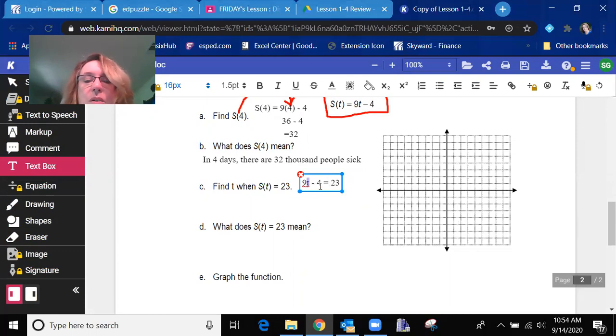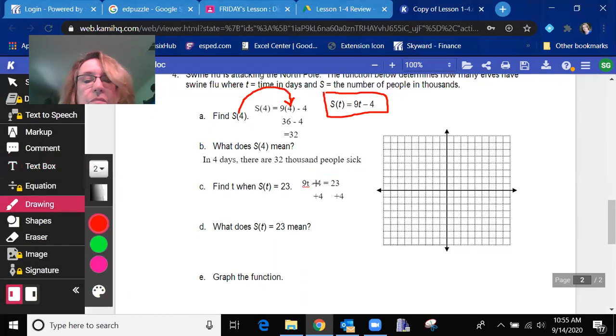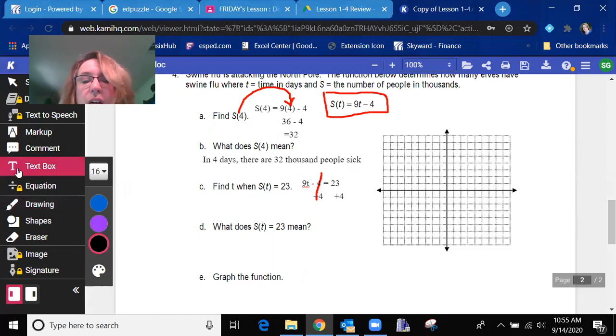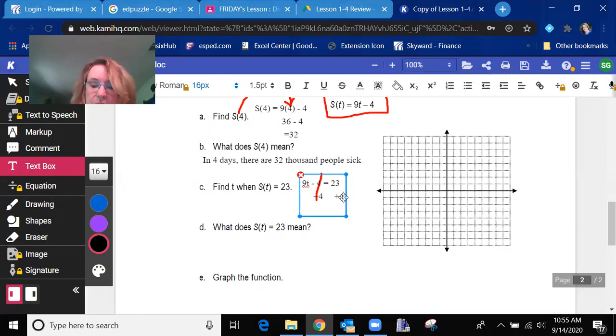So what do I get rid of first? The 4, so plus 4 on each side. So I'm going to go plus 4, plus 4. You look for the add or subtract, and do the opposite. 27. The 4s cancel out. So I just have 9t equals 27.